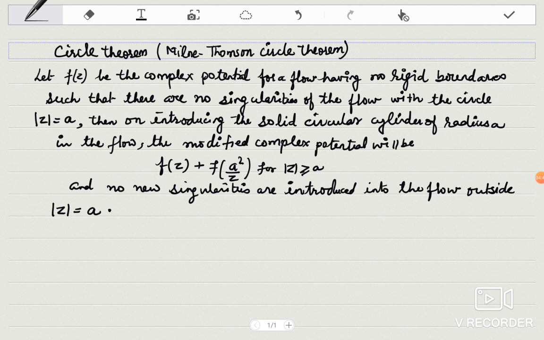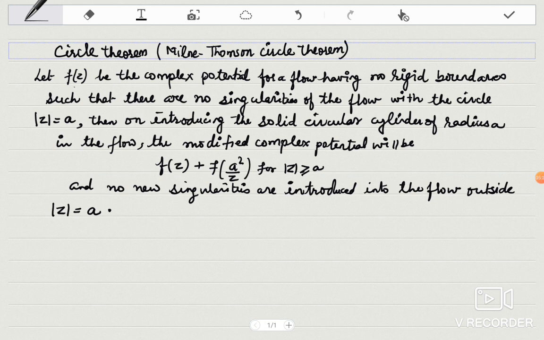I am repeating. Suppose you have a flow region and that flow region has no rigid boundaries, and the complex potential describing the flow region is F(z). Then the theorem says that if there is a circular region where there are no singularities, suppose we introduce a circular boundary in the flow region having no singularities. Simply that in the portion where there are no singularities, we are introducing a circular boundary.